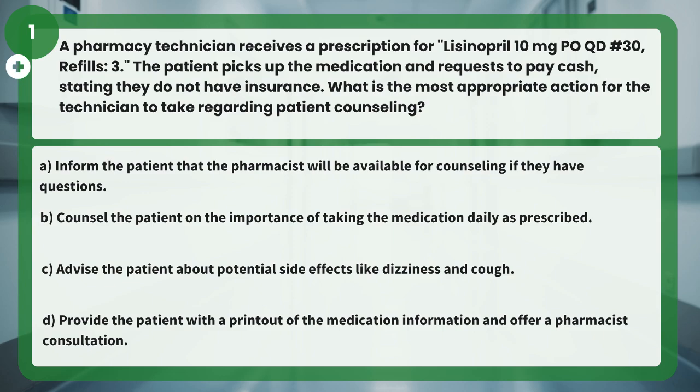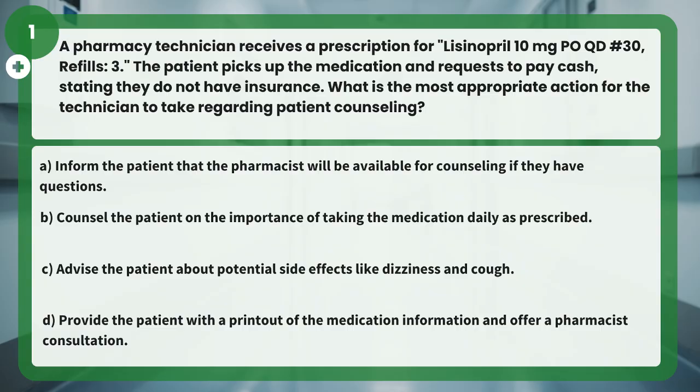Question 1. A pharmacy technician receives a prescription for lisinopril 10 mg PO QD, number 30, 3 refills. The patient picks up the medication and requests to pay cash, stating they do not have insurance. What is the most appropriate action for the technician to take regarding patient counseling?